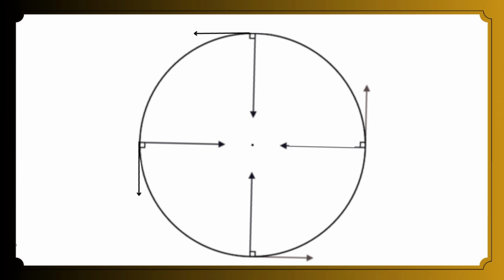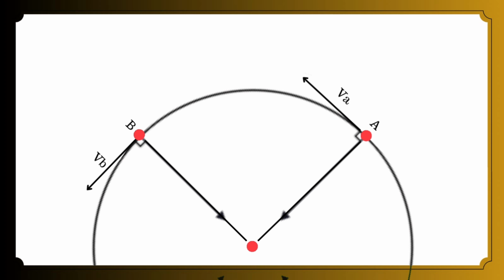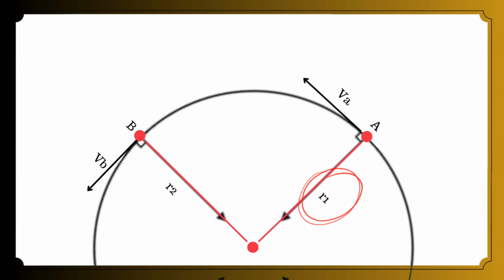motion. Now let us take a tiny portion of the circular motion, where the ball travels from the point A to point B. Consider the velocity at A to be VA and velocity at B to be VB, each acting tangential to the circumference, and assume it moves from A to B and the angle between two radial vectors R1 and R2 be some small angle delta theta.